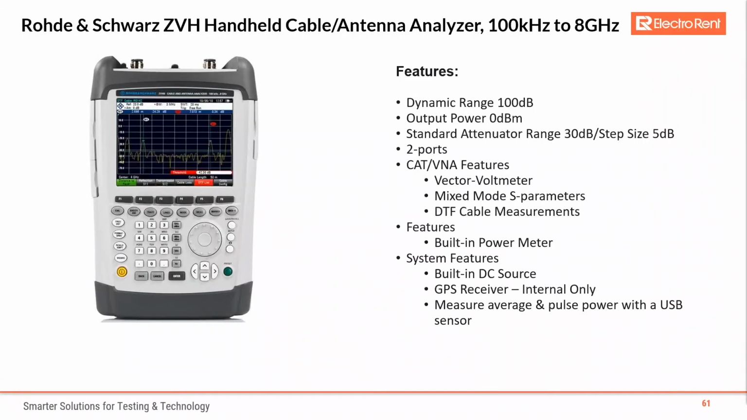Rohde & Schwarz has their ZVH series cable antenna analyzer. And as with the FieldFox, I'll be discussing this at a future date as well. I invite everyone to attend that series. The ZVH has excellent dynamic range. It's popular for use in distance to fault cable measurements as well. As with the Keysight, it has a built-in power meter and built-in DC source, and you can measure power with a USB sensor or with its internal power meter, as with the Keysight model as well.